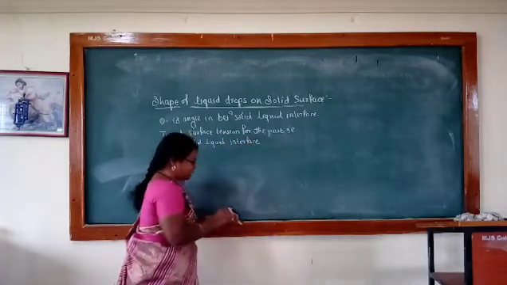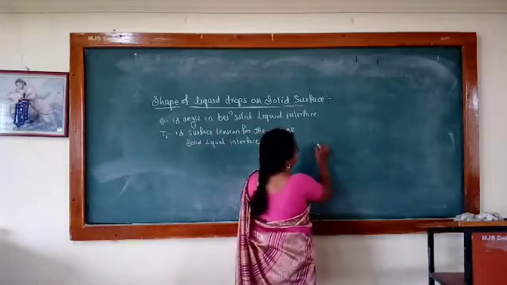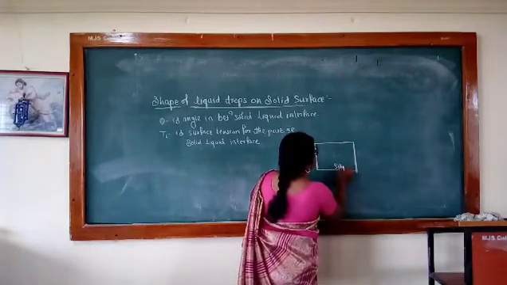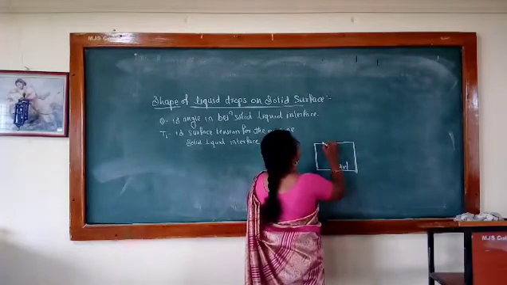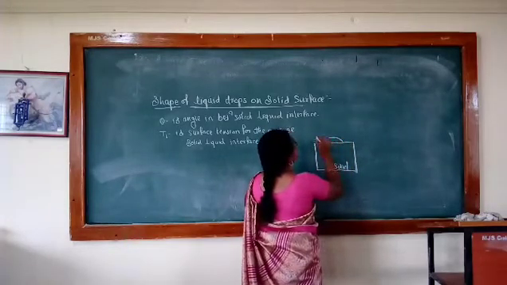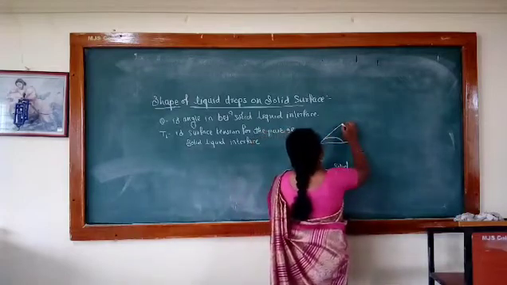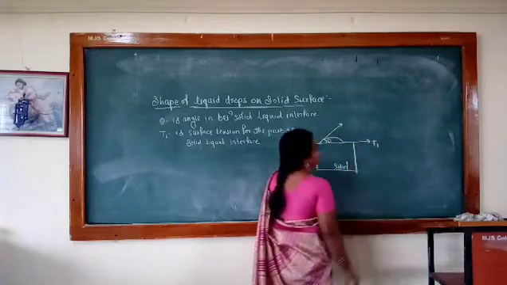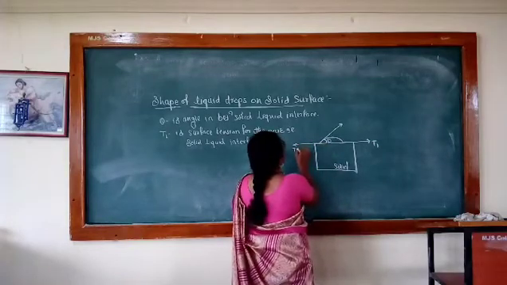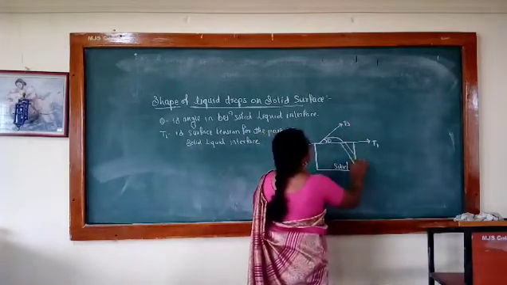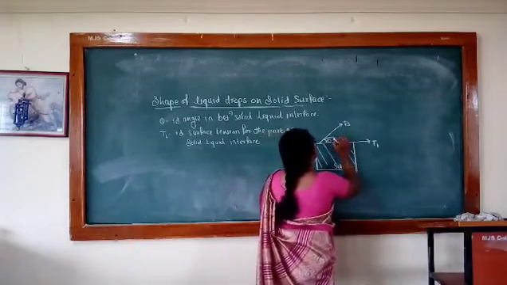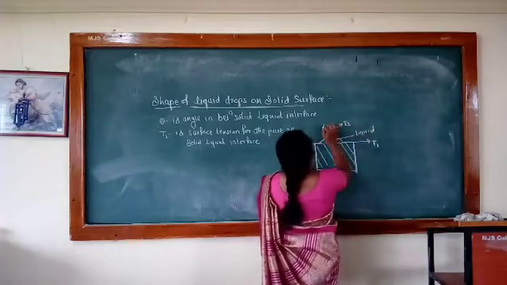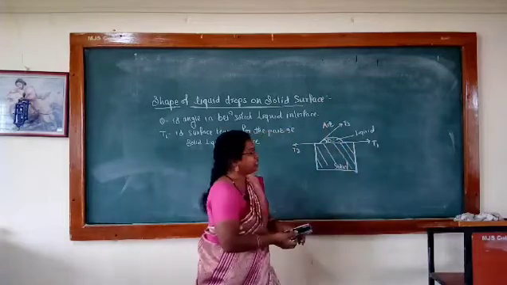For that purpose, consider this diagram, then you will understand better. Suppose this is a solid surface. Now there is a drop of liquid which falls on this solid surface. This is the angle of contact theta in between them. Then this is T1, this is T2, this is T3. Okay, this is solid, this one is liquid, here is air.